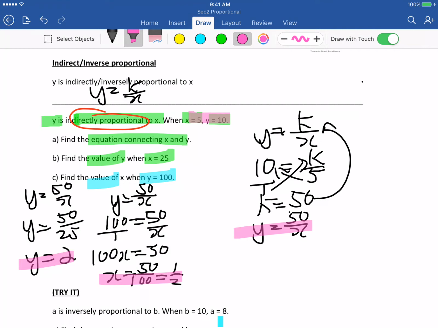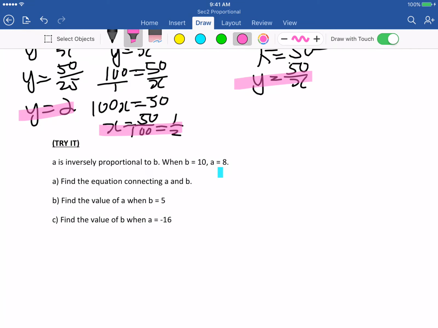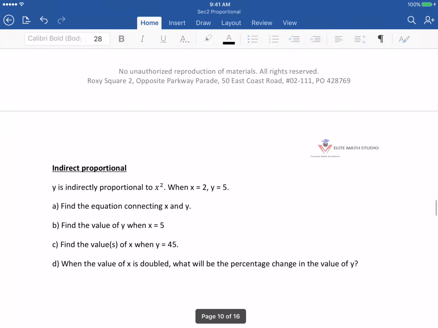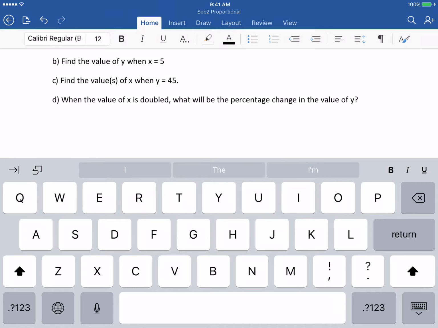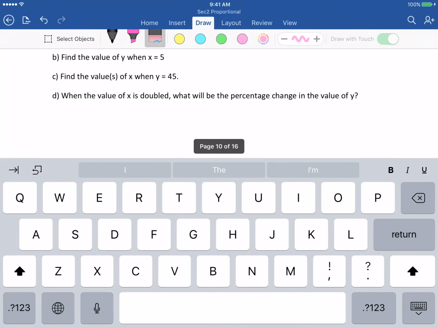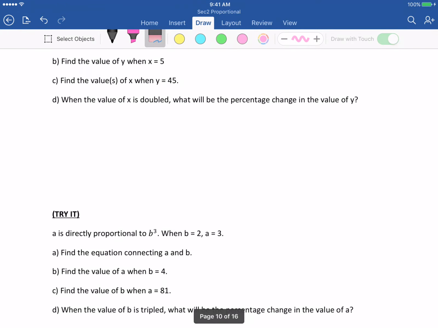Next question, you try it yourself. Same thing, go and pause the video and try it yourself. Okay, let's move on. A more complex one. Okay, a more complex one.